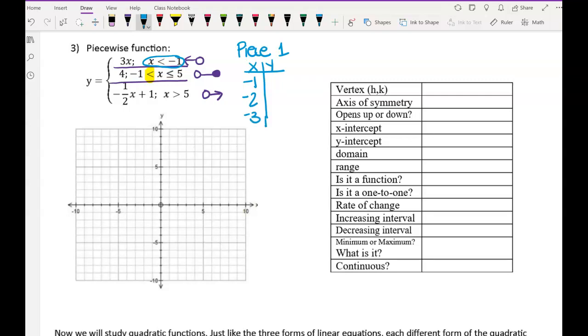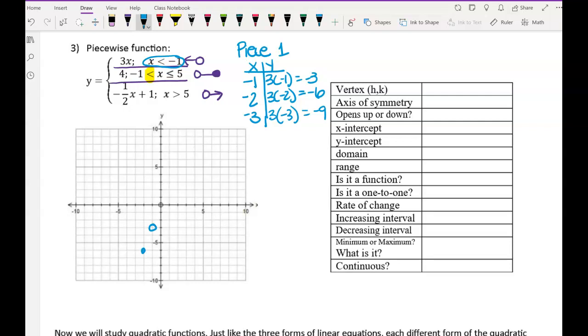So 3 times negative 1 is going to be negative 3. 3 times negative 2 is going to be negative 6. 3 times negative 3 is going to be negative 9. And 3 points will make a nice little straight line. So the first dot's negative 1, down 3, open circle, and then negative 2, and then going to negative 6.